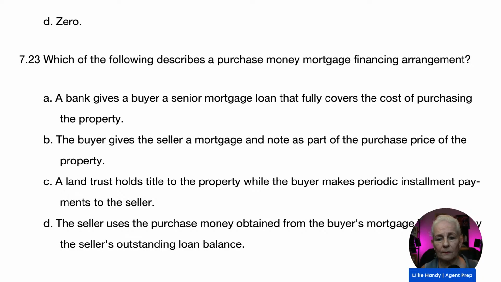So 723, the answer is B as in boy. A purchase money mortgage is with the seller. They're taking back a certain percentage of the purchase price, whatever the lender did not approve. So the buyer gives the seller a mortgage and note as part of the purchase price of the property.